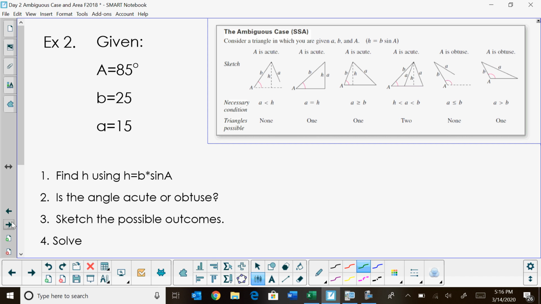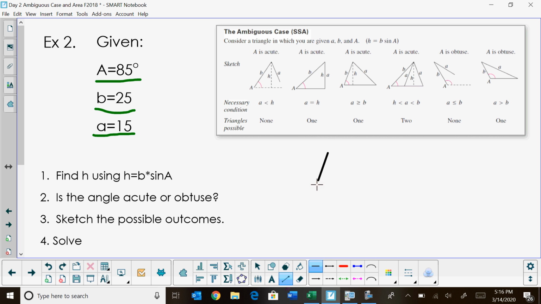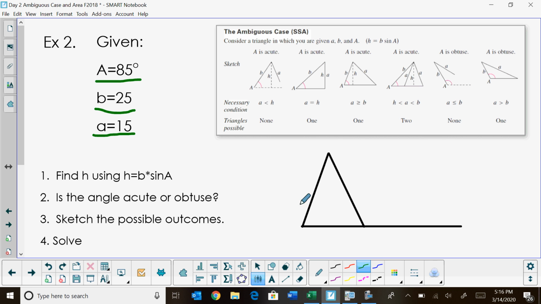Okay, let's look at scenario 2. We have angle A that's 85, side A that's 15, and side B that's 25. So let's do a quick sketch. 85, that's a pretty big angle. So I'm going to give myself a working line on the bottom. Then we have a side of 15 over here. So we've got 85 degrees for angle A, 25 for side B, and 15 for the opposite side from 85.